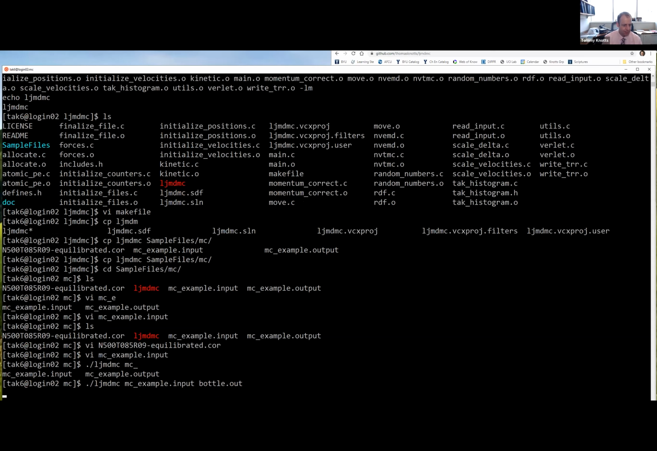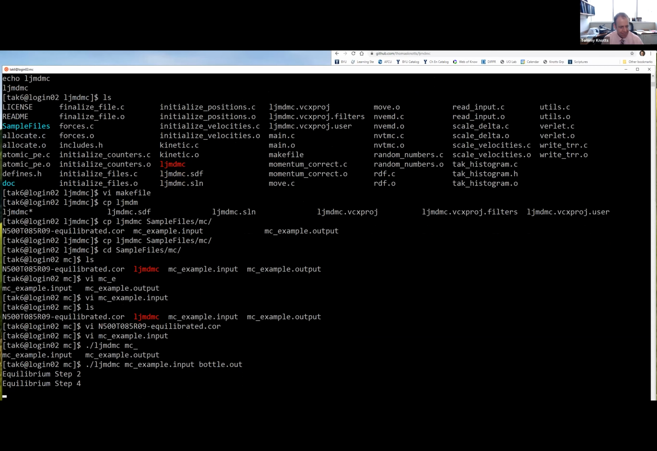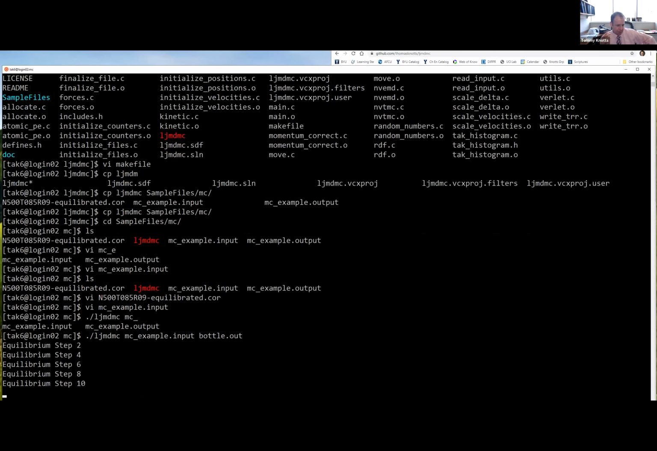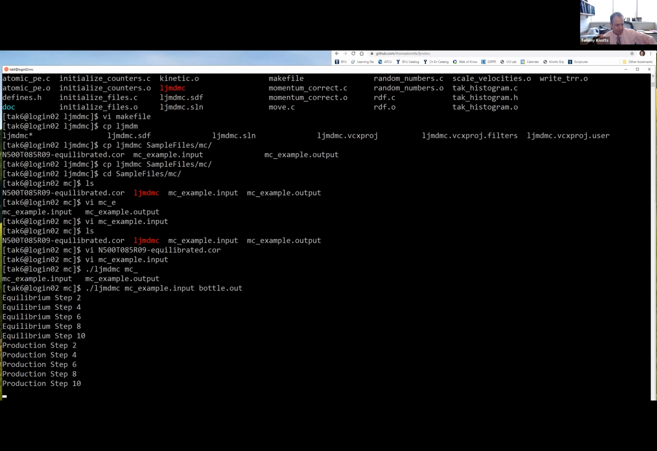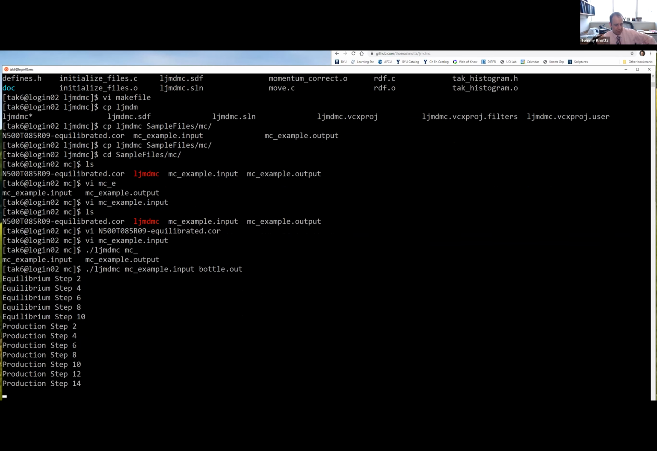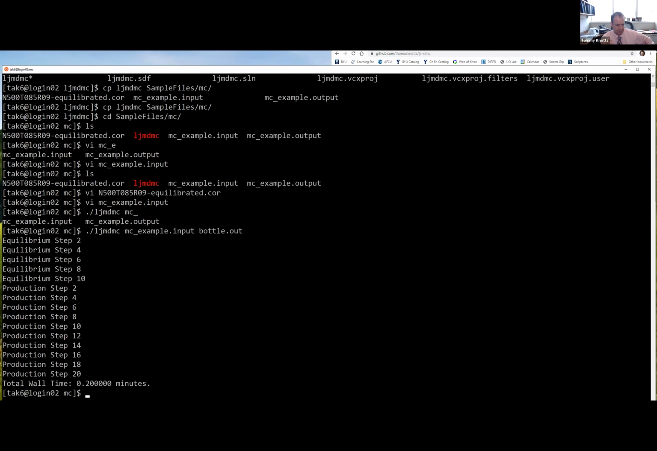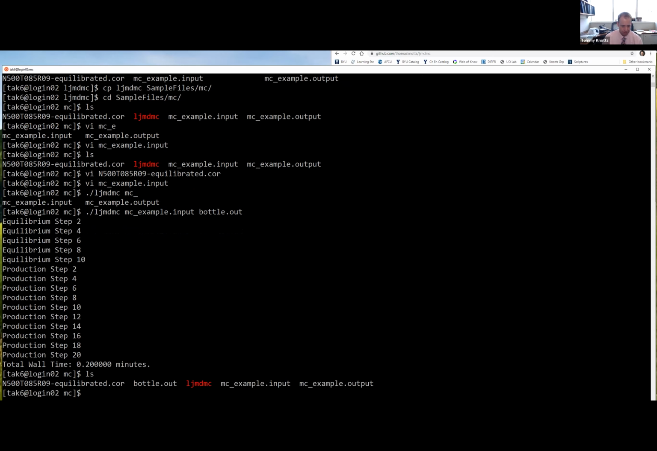And when I hit enter, you can see that it's going to get through these 20 steps fairly quickly. You don't want to do more than that unless you submit it to the supercomputer. But this is going to take less than a minute to test out. And it went through 10 equilibration steps and 20 production steps. Took about 0.2 minutes. And it wrote bottle.out.